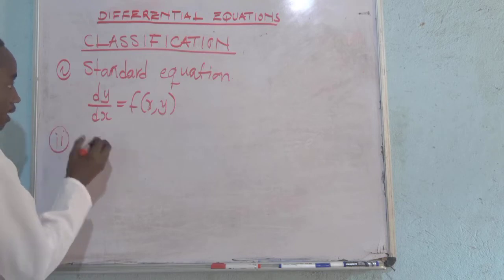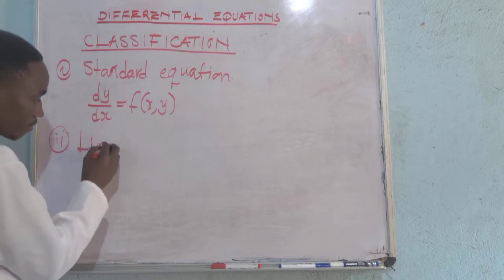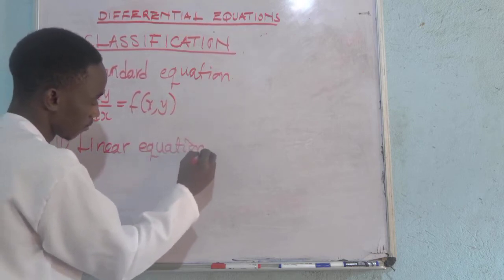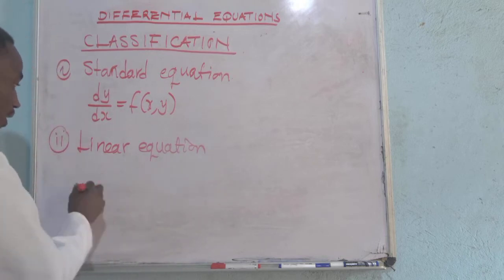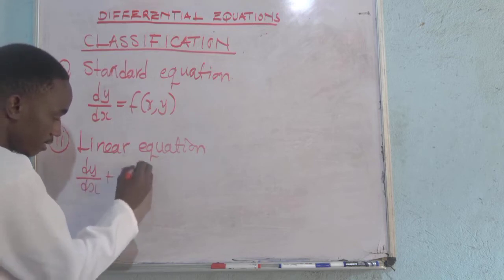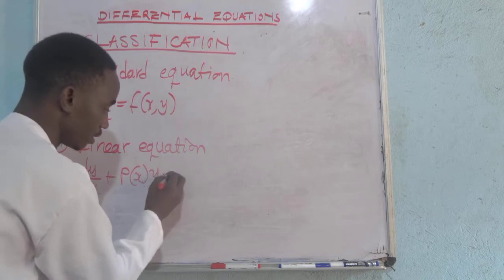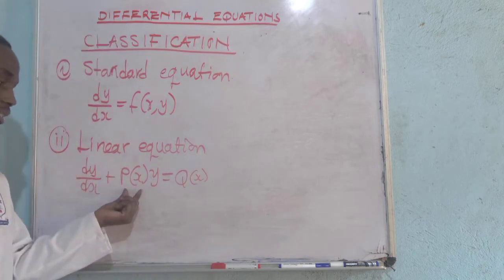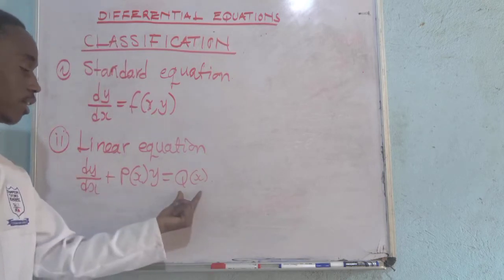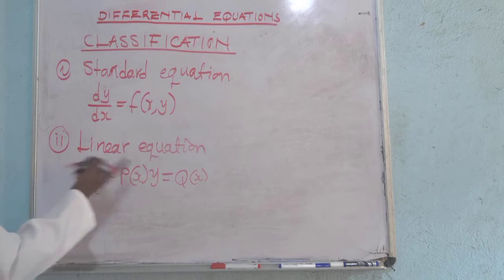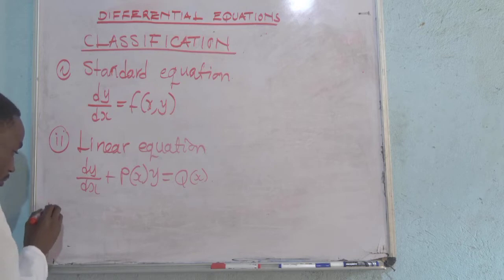And then we have something like a linear equation. A linear equation is one that looks like dy/dx plus p of x multiplied by y, which is equal to q of x like that. So p of x is some function of x, and q is another function of x like that. So what you have here is a linear equation.